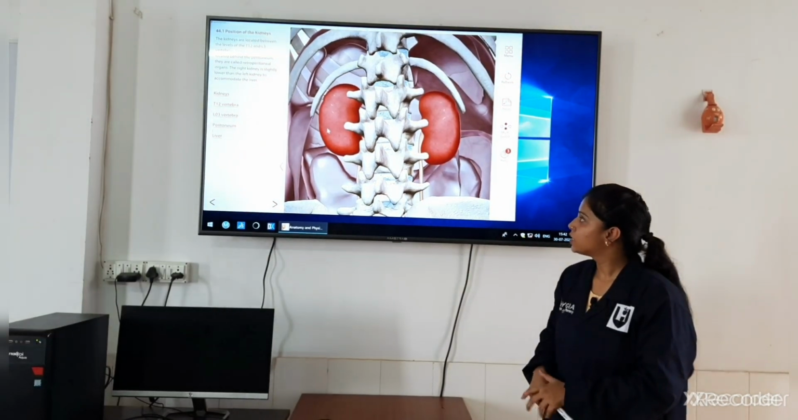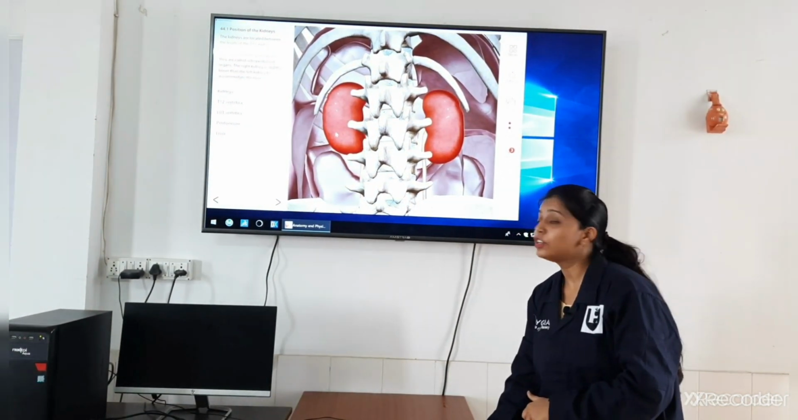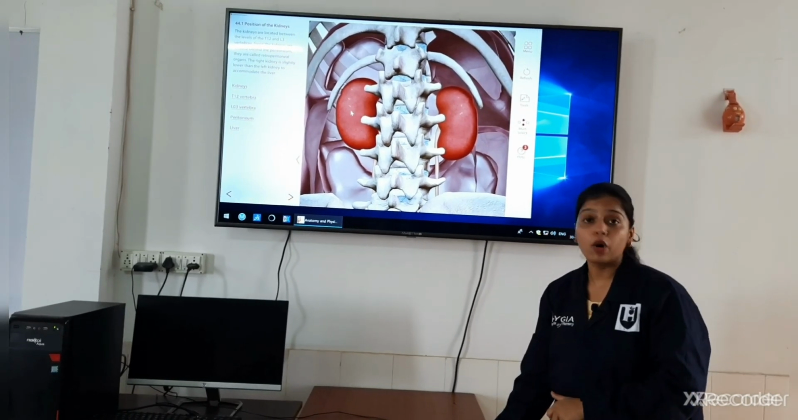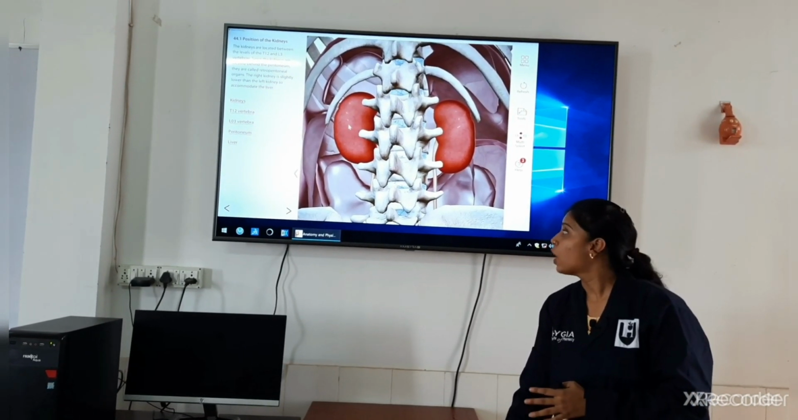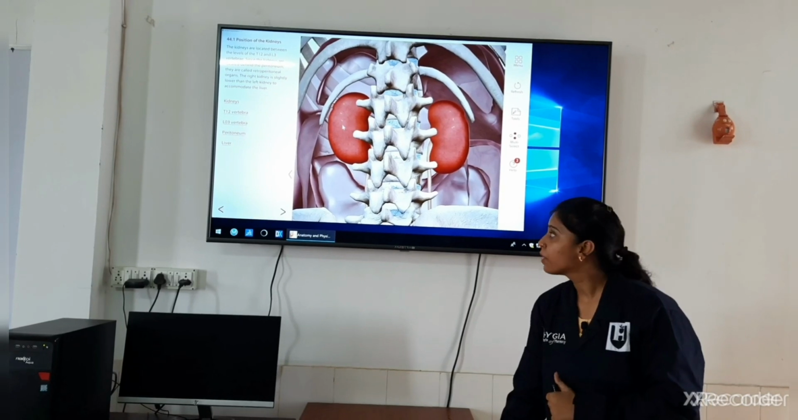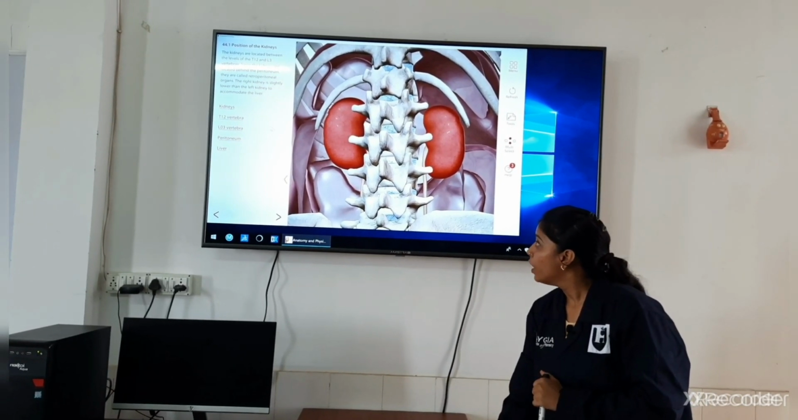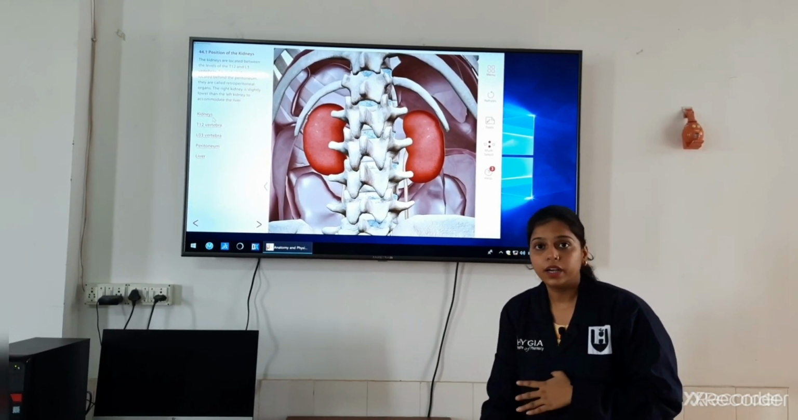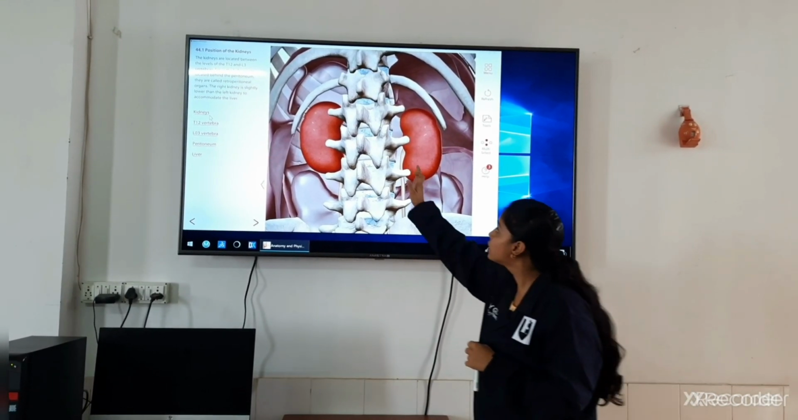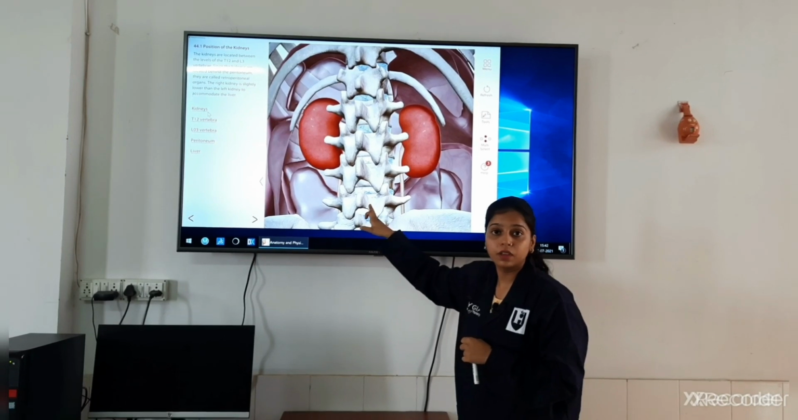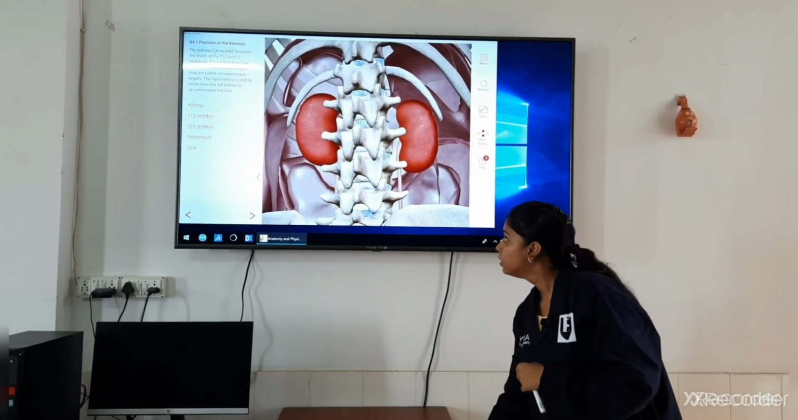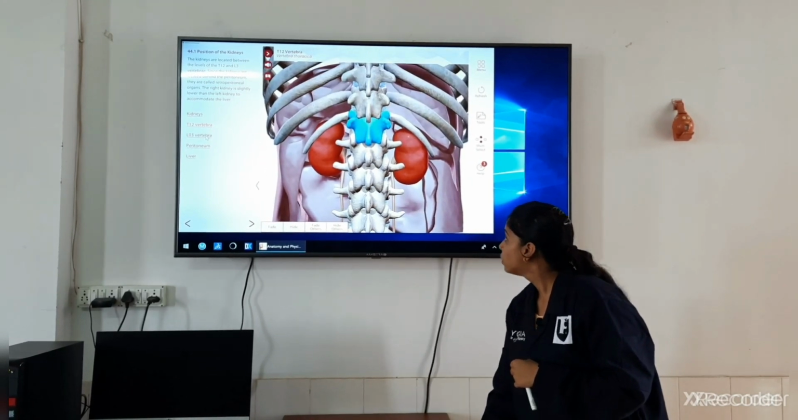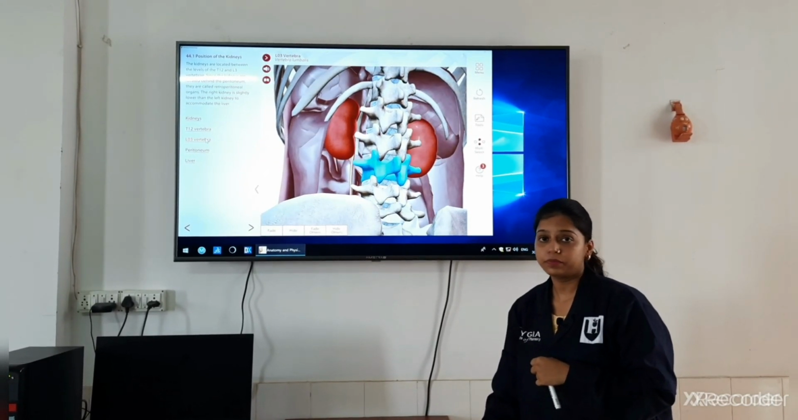When we talk about their color, we will find that the kidneys are reddish brown in color. Their mass is around 130 to 150 grams. When we look at their position, the two kidneys are located on either side of the vertebral column, extending from the 12th thoracic vertebra to the 3rd lumbar vertebra.